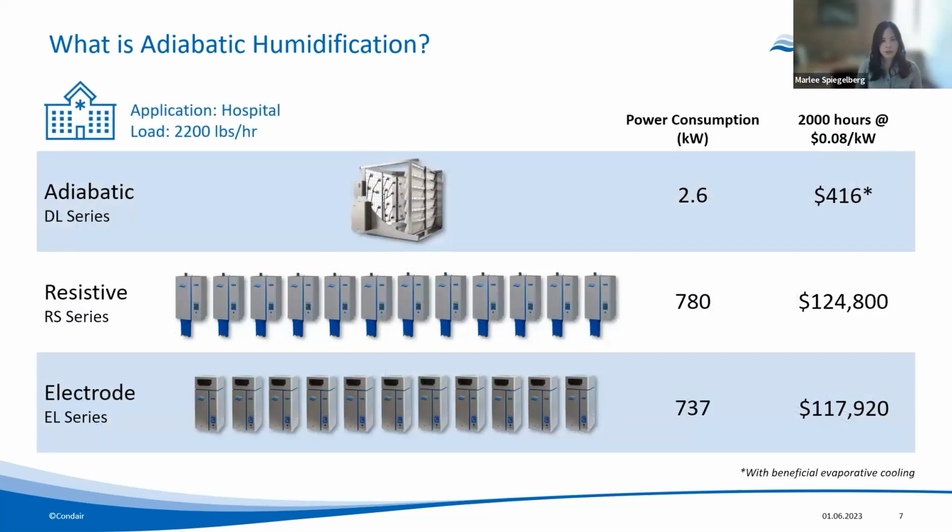If we take, for example, this hospital application that requires around 2,200 pounds per hour of humidification, with this high load, you could end up using 10 resistive element or electrode units versus a single adiabatic system. So if you can take advantage of the beneficial evaporative cooling, your energy cost could be almost 250 times less, or less than 1% of an electrical isothermal load and energy cost.